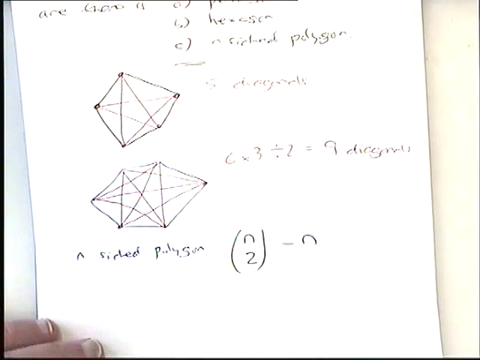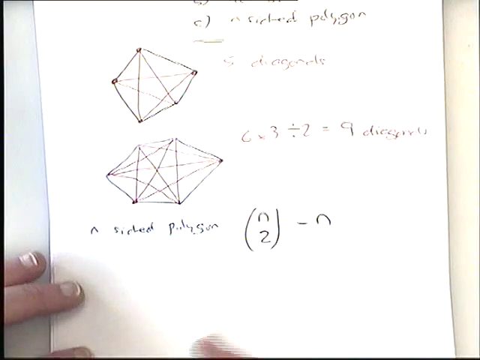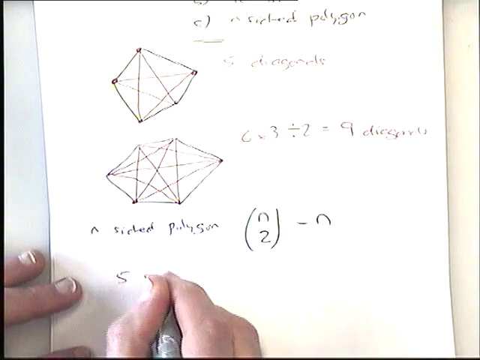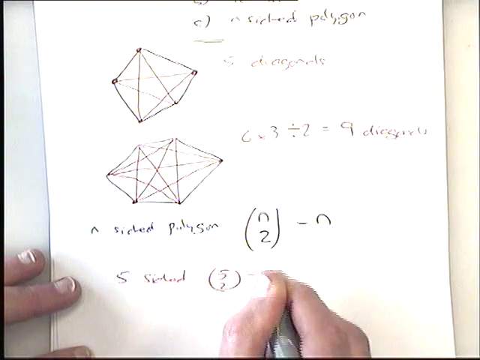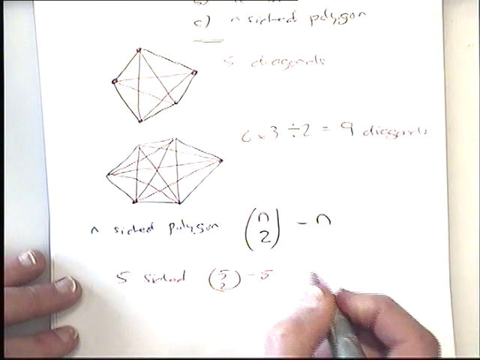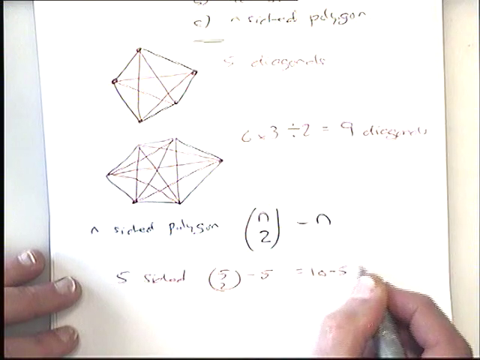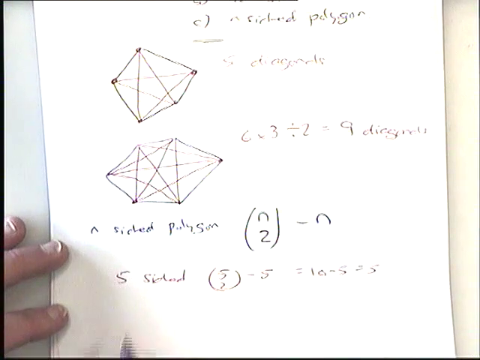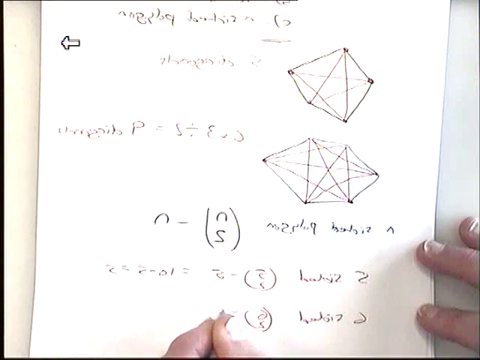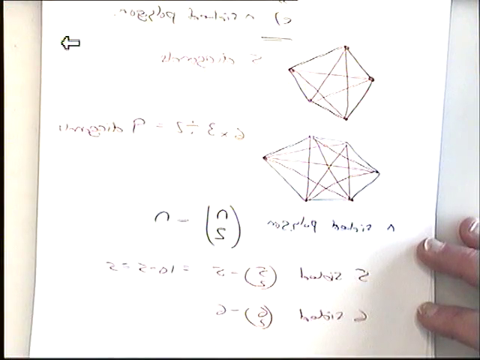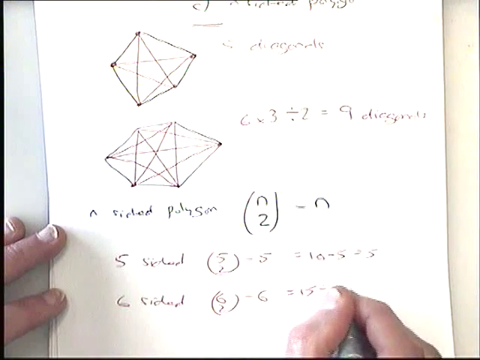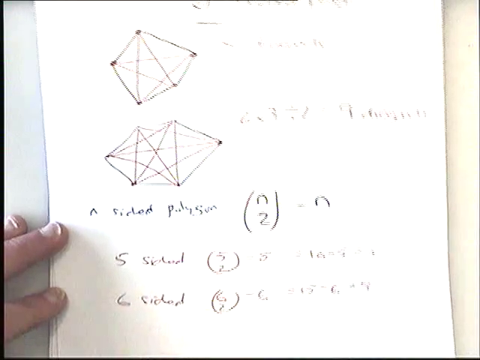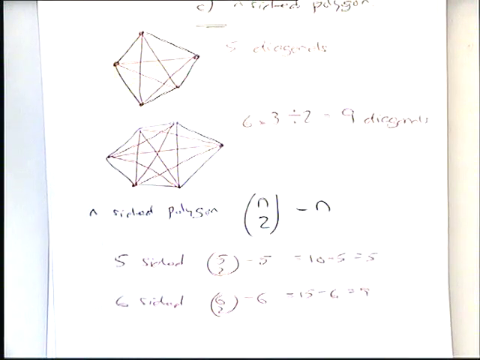If you just check, if we were doing the 5-sided one, that will give us 5 choose 2, take away 5. 5 choose 2 is 10. 10 take away 5 is 5. That does work. If we're doing the 6-sided one, it'll be 6 choose 2, take away 6. I don't know what 6 choose 2 is. 15. Okay, 15 take away 6 gives us 9, and it does work.